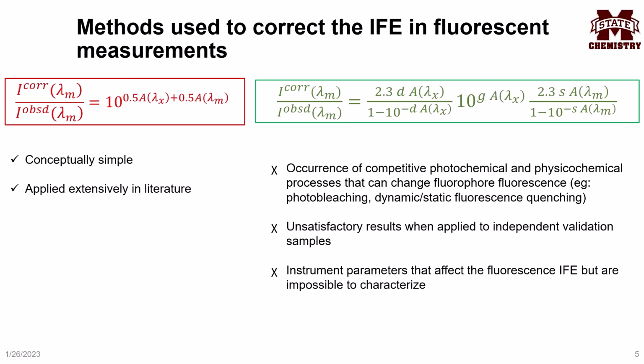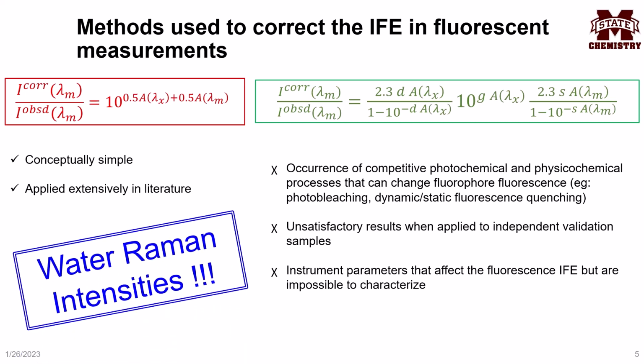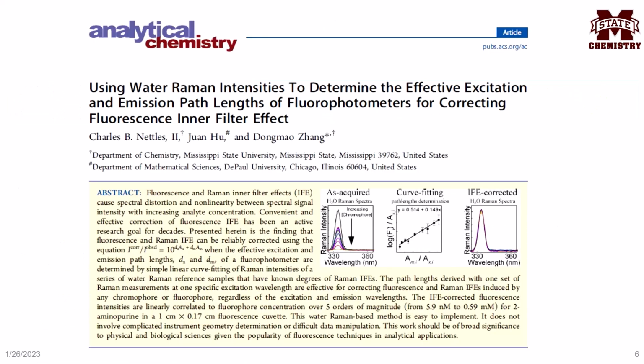So to overcome these challenges, our group developed a new method to correct the fluorescence and Raman inner filter effect by using water Raman intensities. This work was published in the Analytical Chemistry Journal in 2015. And if you are interested in learning more, you can access this paper online. The novelty of this work is in the characterization of the Raman inner filter effect and using the Raman inner filter effect to determine the effective path lengths of the spectrofluorometer.